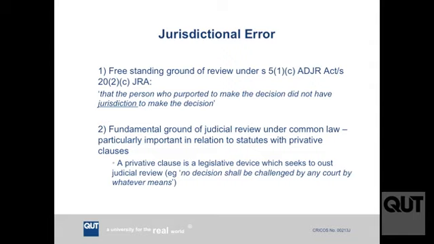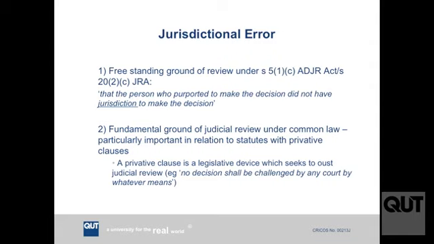Jurisdictional error is relevant to administrative law in two ways. First, it may be a freestanding ground of review under Section 51C of the ADJR Act or Section 21C of the Judicial Review Act. This provision applies where the person who purported to make the decision did not have jurisdiction to do so. You can use this freestanding ground of review in the same way you use the other grounds of review if there is no privative clause.